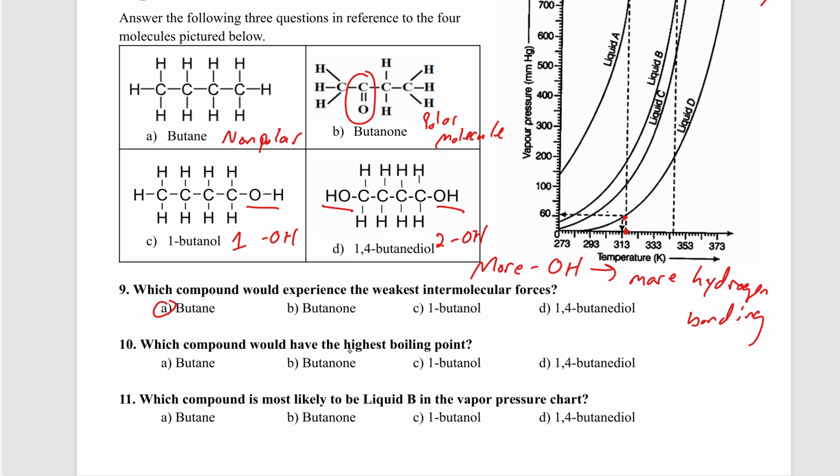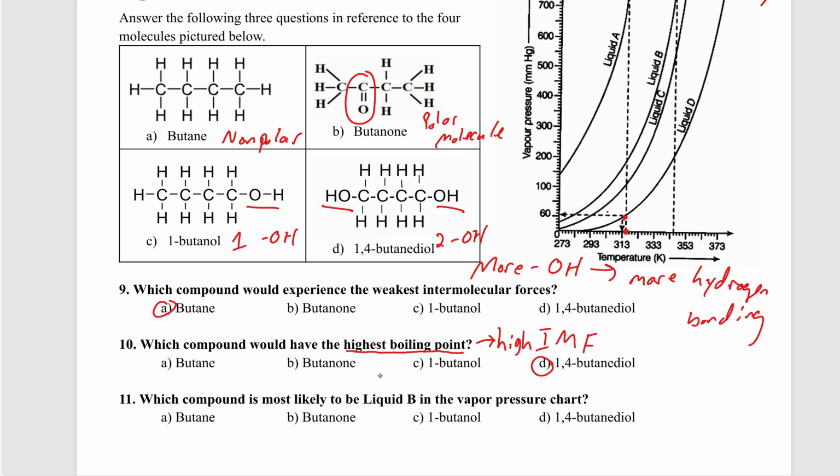Highest boiling point. If it's harder to boil something, it needs a higher temperature. That's a higher boiling point. If it's harder to boil something, that means it's stickier. The liquid is harder to separate. So that means it must have a high intermolecular force. So that is going to be D, because D can form the most hydrogen bonds because it has more OH groups.